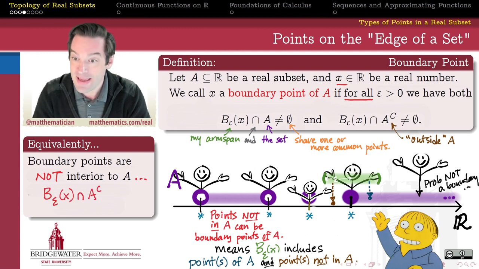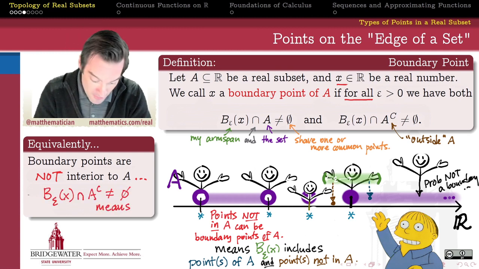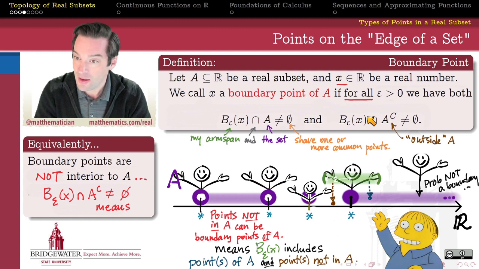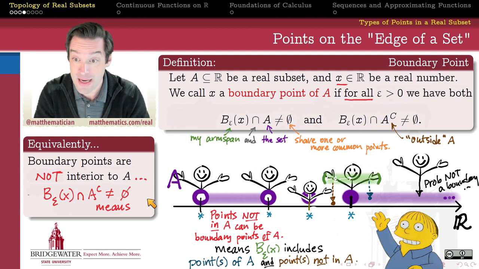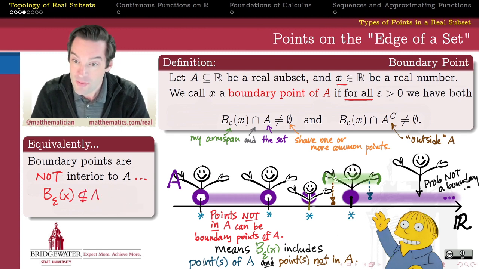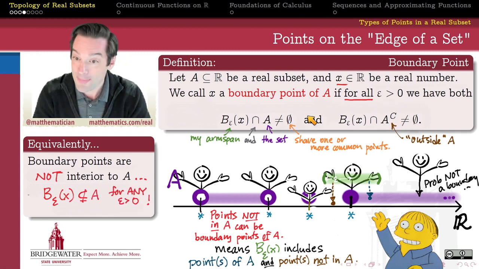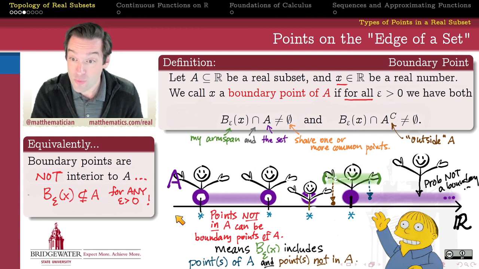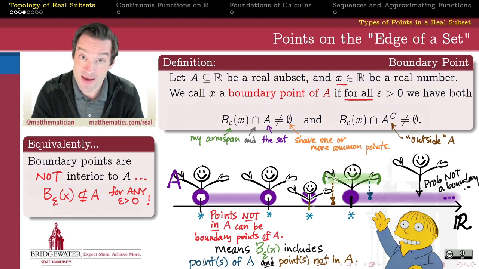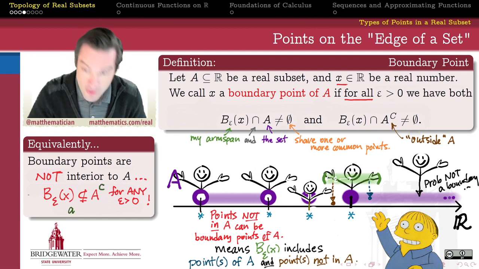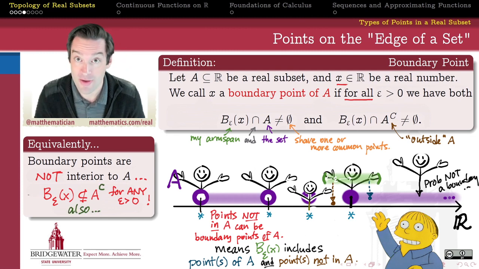So a boundary point can't be an interior point, because to share a point in common with A complement for all epsilon neighborhoods of myself means that no epsilon neighborhood that I choose, if I'm a boundary point, can be a subset of A. No matter what epsilon greater than 0 we choose, the epsilon neighborhood at X is not going to be a subset of A, because it's going to include at least one point of A complement. So if I'm a boundary point of A, I cannot be an interior point of A.